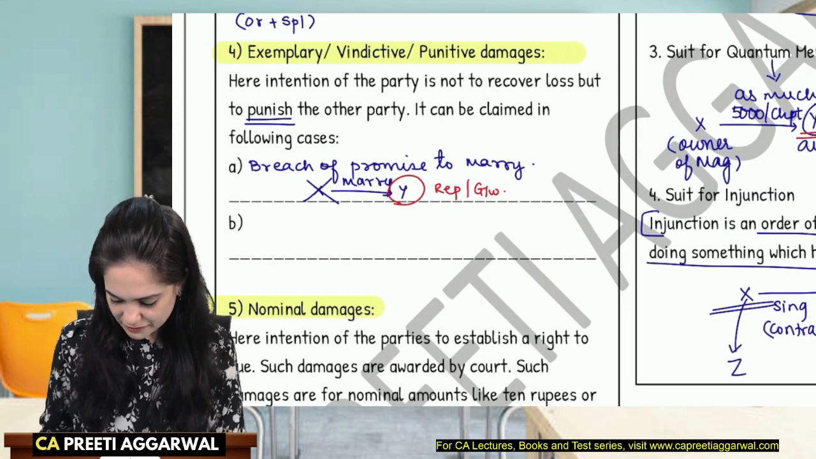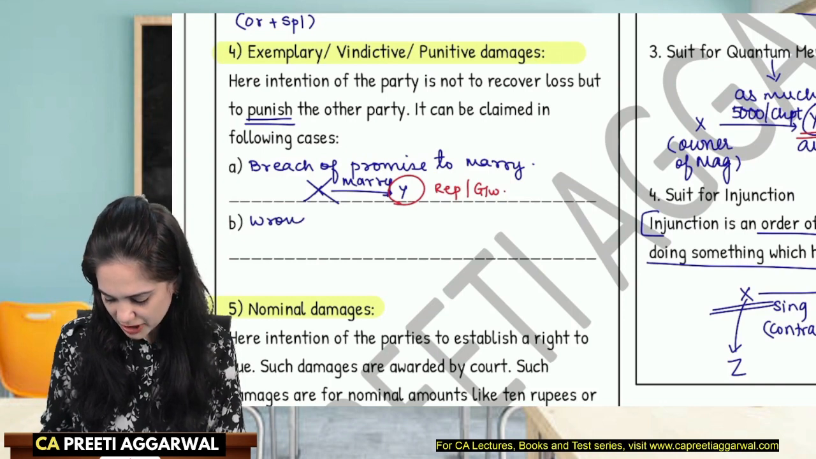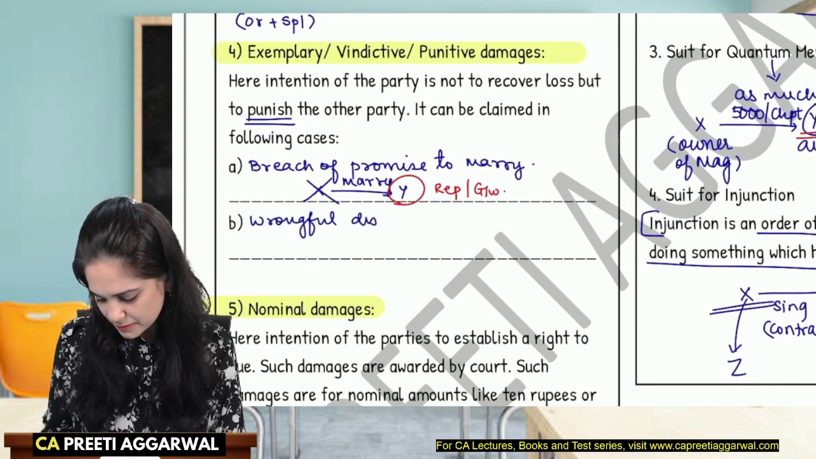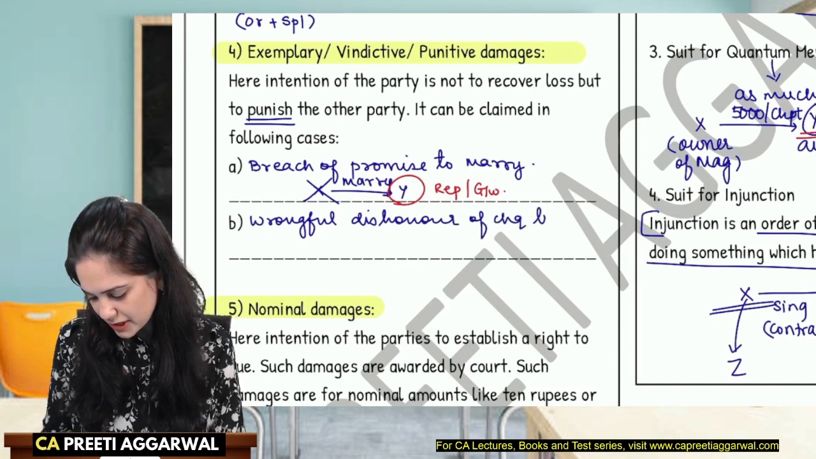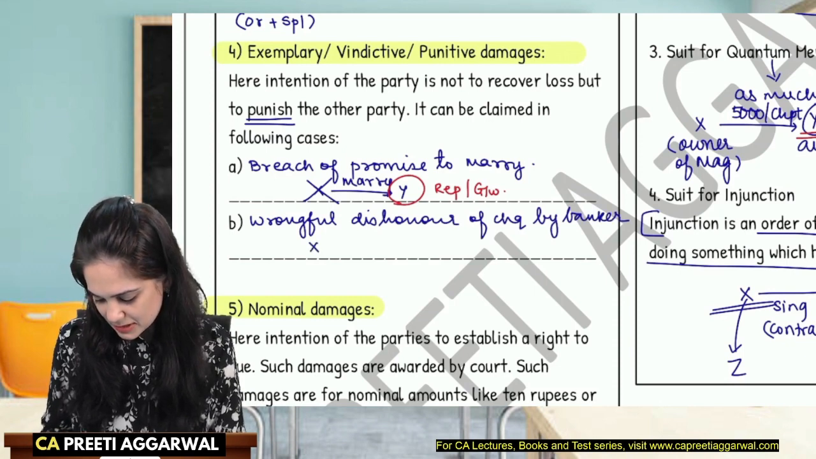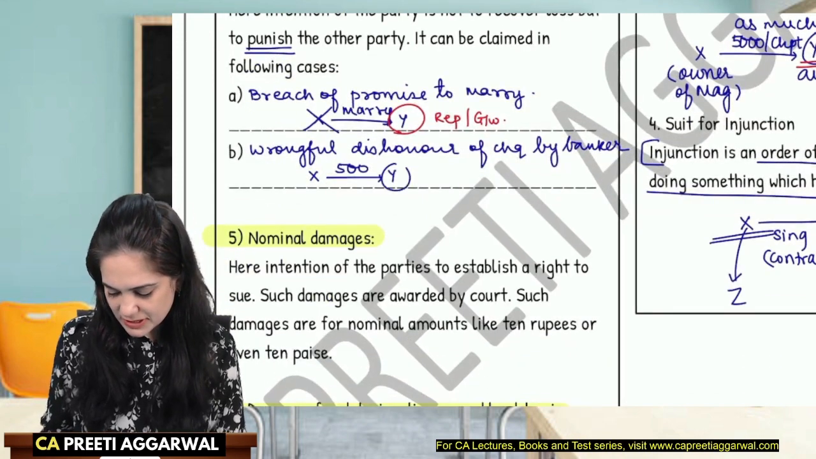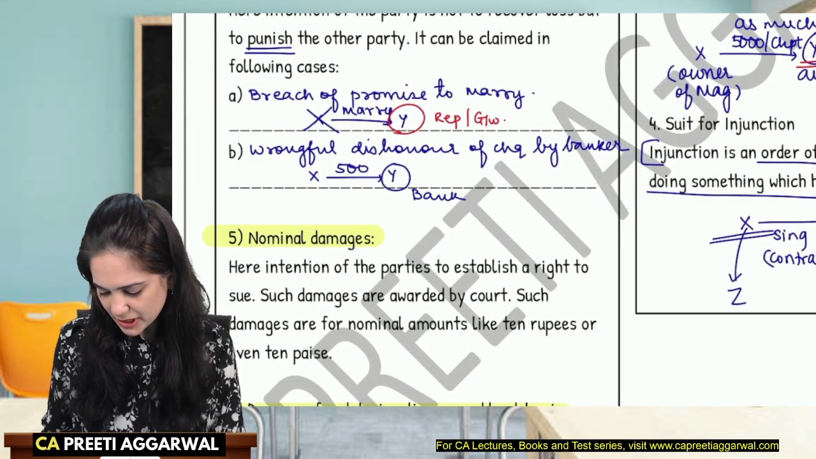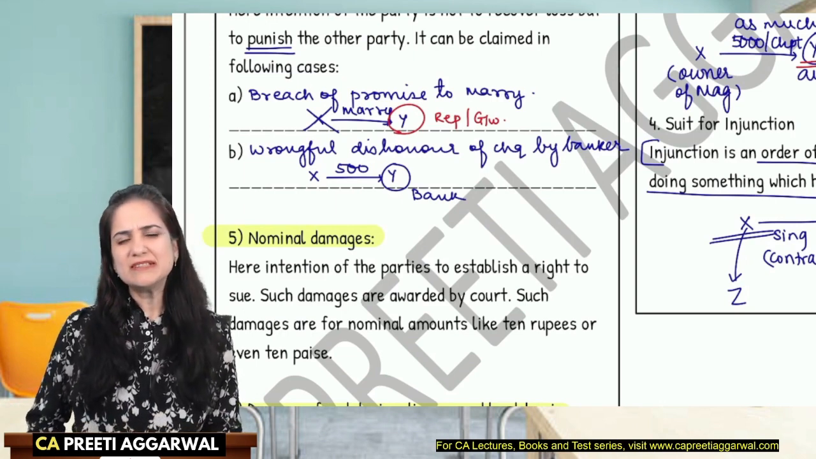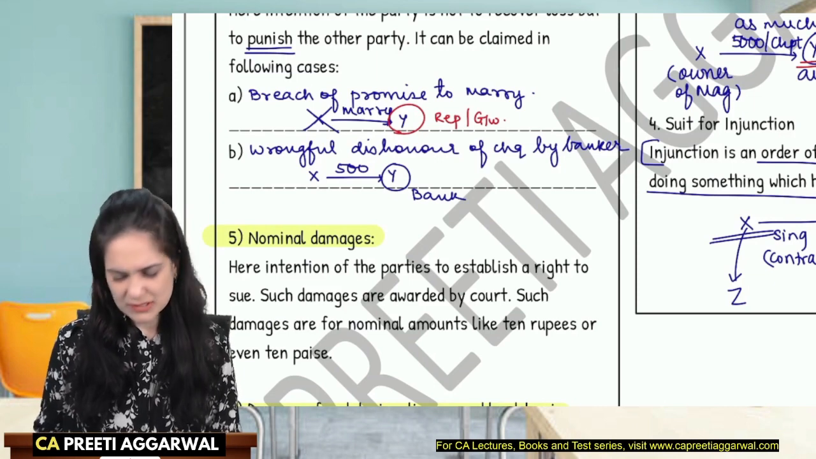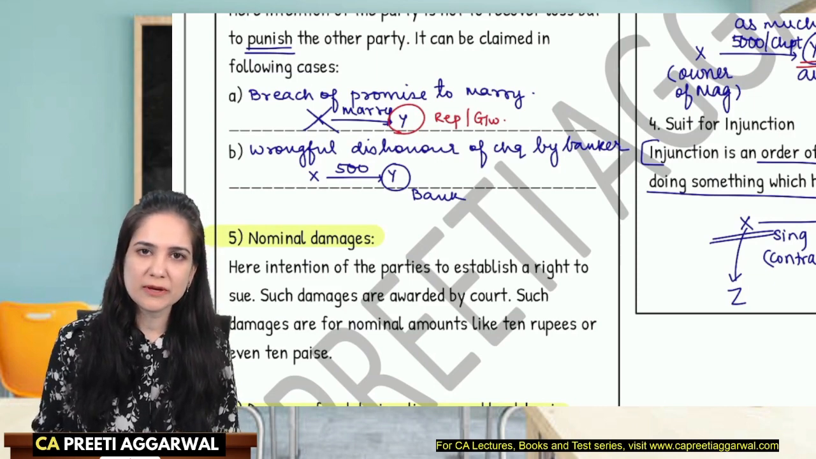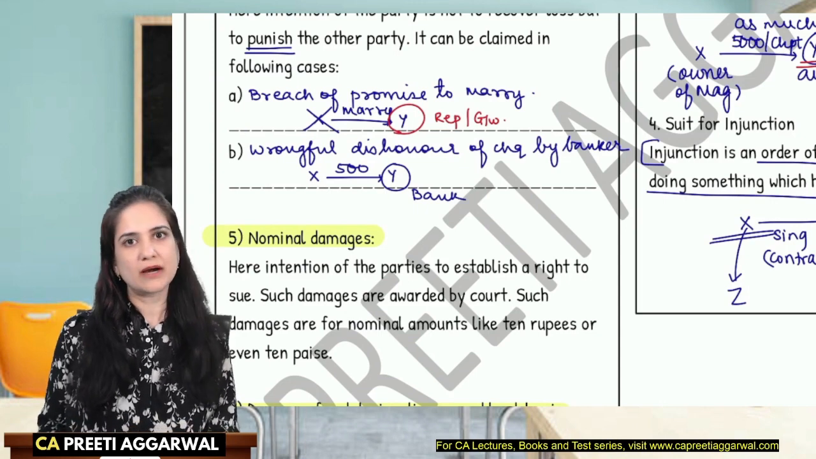Then next we have wrongful dishonor of check by banker. X gave a check of 500 rupees to Y. Y deposited the check. His banker told him that the check is dishonored. Y feels कि अरे यार X के पास 500 रुपये भी नहीं है क्या, कैसे बिजनेस करता है. He called up X. अरे तेरे पास 500 रुपीज भी नहीं है क्या बैंक अकाउंट में, कैसे बिजनेस करेगा. X says नहीं नहीं, I have 5 lakh rupees in my bank.